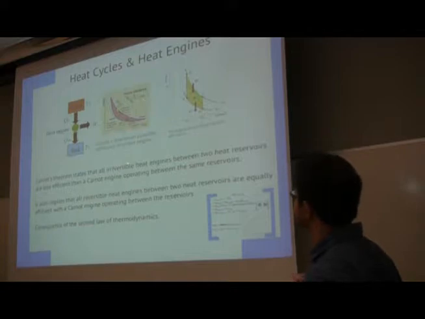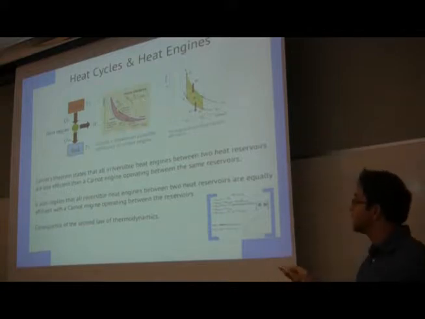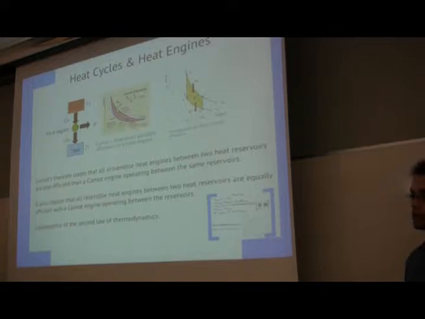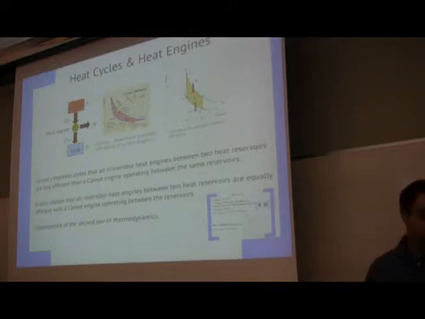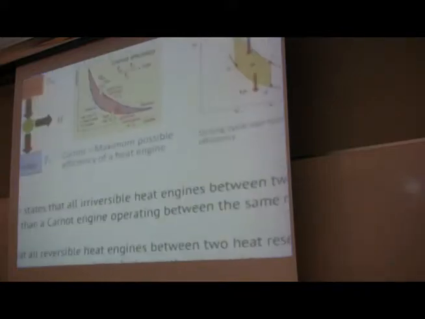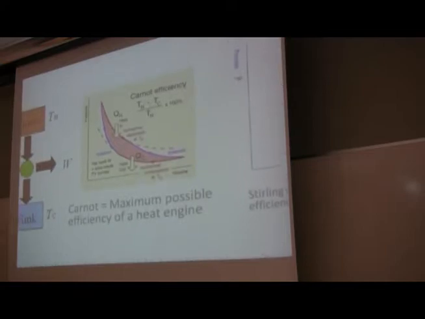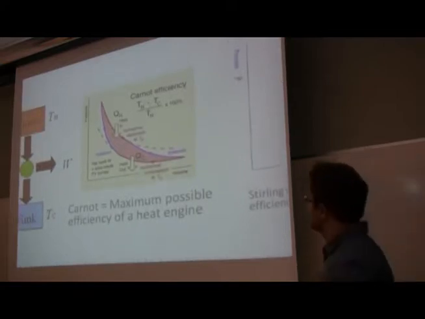So there are many different kinds of heat engines, and we won't go into much detail there. But the two main ones are the Carnot engine and the Stirling engine. And there are very fundamental differences between them. But from our perspective, here is what you need to know.